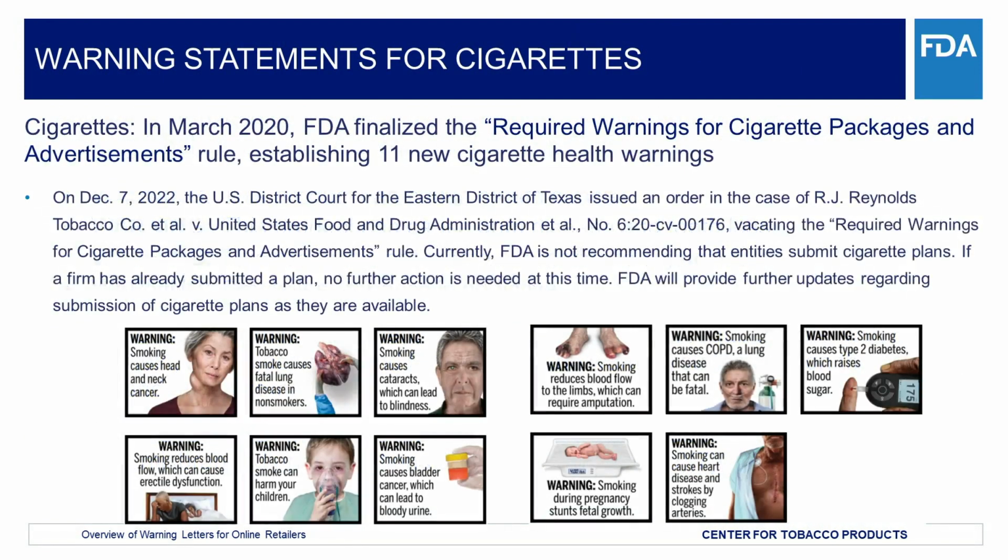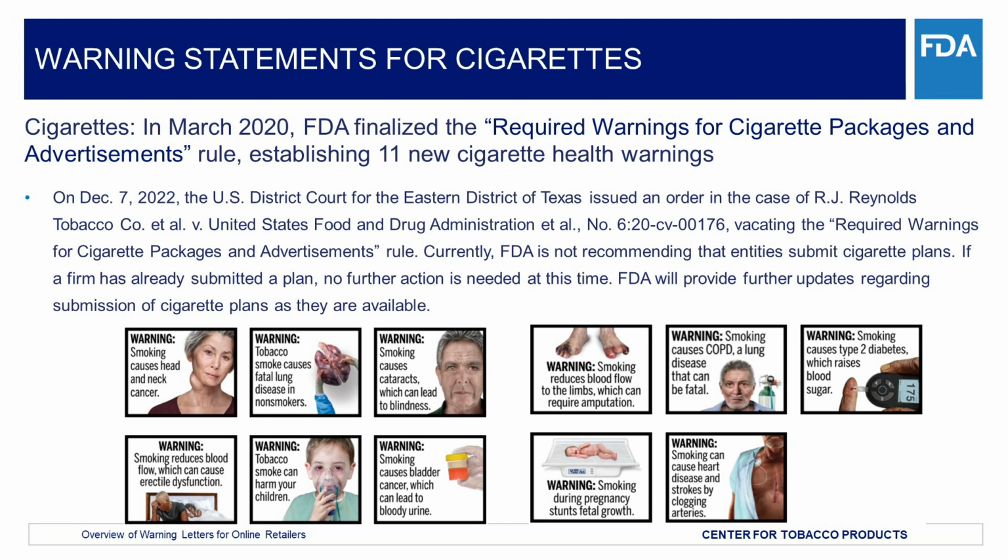In March 2020, FDA finalized the required warnings for cigarette packages and advertisements rule, establishing 11 new cigarette health warnings consisting of textual warning statements accompanied by color graphics in the form of concordant photorealistic images depicting the negative health consequences of cigarette smoking. These new required warnings, as shown on this slide, depict some of the lesser-known but serious health risks of smoking.